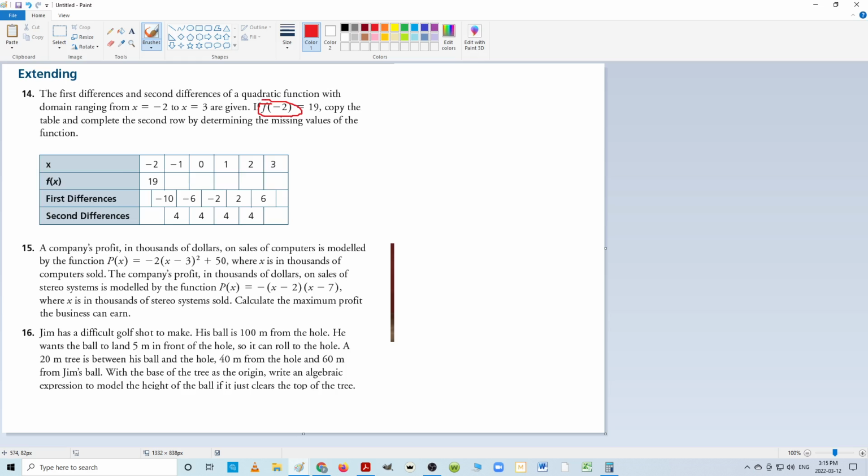They're telling us when f is minus 2, we got 19 for y. Copy the table and complete the second row. Okay. This is working backwards when you know the first and the second differences. Great. Let's work on a separate page for this.